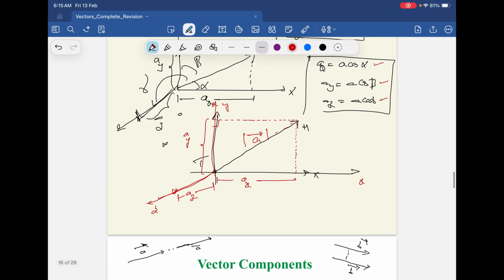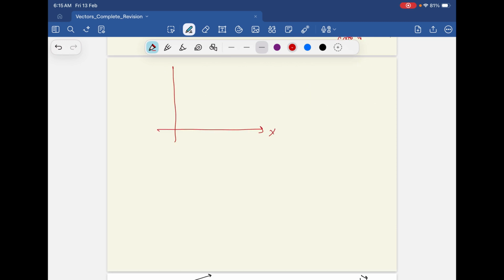Now a vector in space can be resolved into three perpendicular components called rectangular components. So a vector in space can be resolved into how many perpendicular components? Three perpendicular components, so three rectangular components. If the vector is lying in a plane, the vectors are called coplanar vectors, vectors lying in the plane.